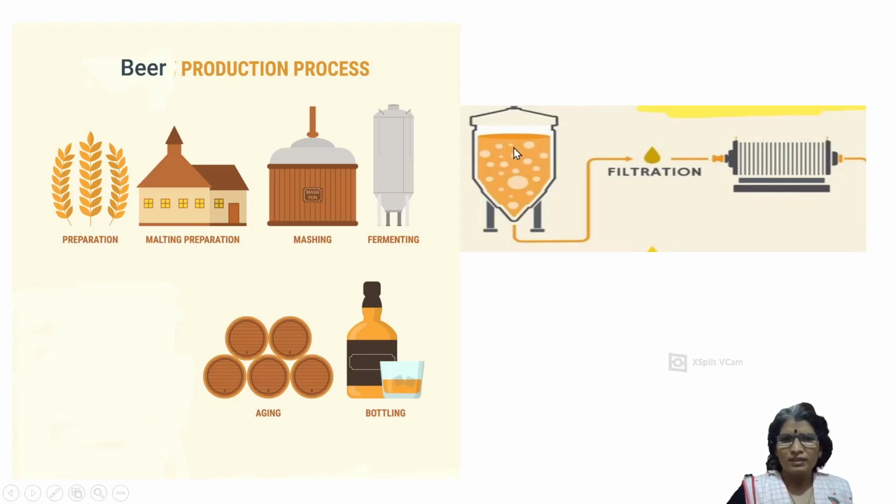Here, this is the same chamber. In this chamber, the fermentation is going on. After completing the fermentation of the broth, this liquid goes for filtration. After completing the filtration, what happens? This liquid is collected and sealed into bottles and sometimes stored in large containers for aging.